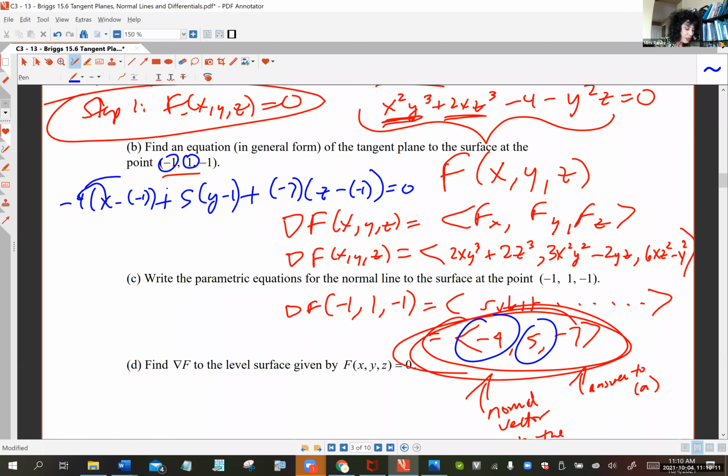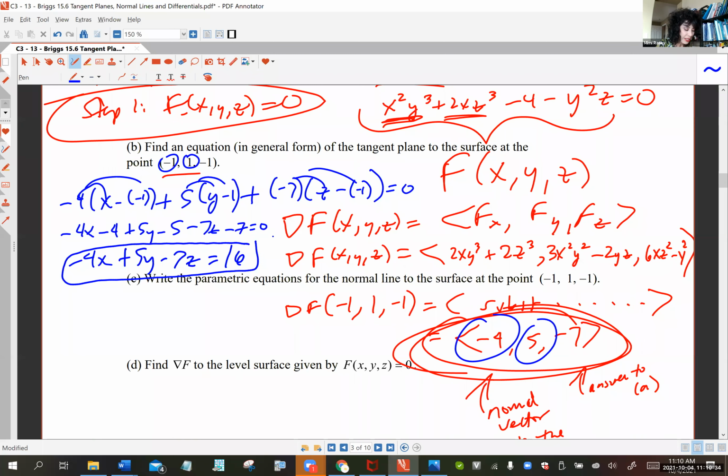And then you'll want to distribute and do some arithmetic in order to get general form. So I get -4x minus 4 plus 5y minus 5 minus 7z minus 7 equals 0. And then when I rearrange it, -4x plus 5y minus 7z equals 16. And we're done. And that's the answer for part B. That's a tangent plane to the surface. Yay! Success!